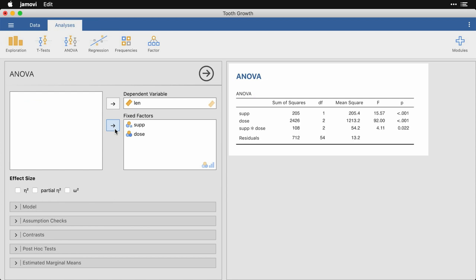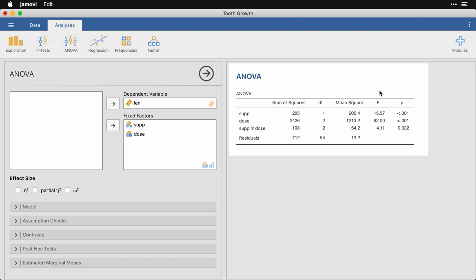And what we get is the basic ANOVA table right here on the right. It shows us the main effect for each of the variables. So sup, and we have a sum of squares, degrees of freedom, and the mean squares. The second to last column is the F value, which is the test statistic, and right next to it is the p-value that's used for hypothesis testing. If that number is less than 0.05, it's considered statistically significant. It turns out that in this case, the main effect for supplement is statistically significant, the main effect for dose is significant, and the interaction of sup and dose is also statistically significant.